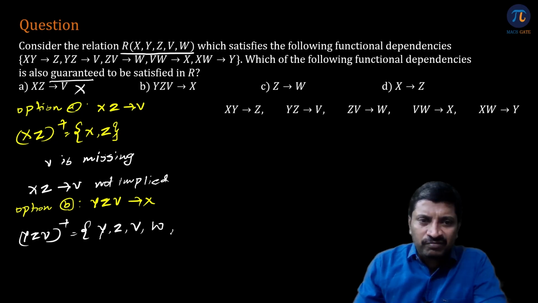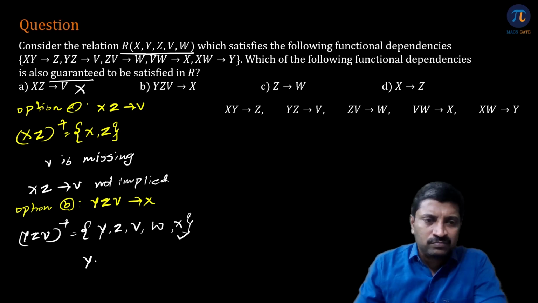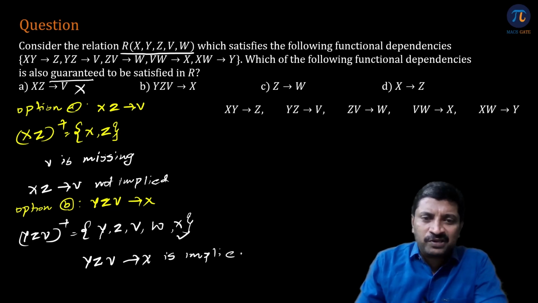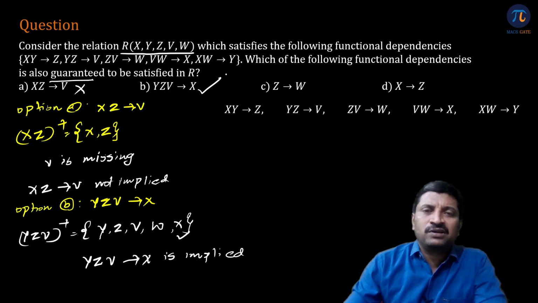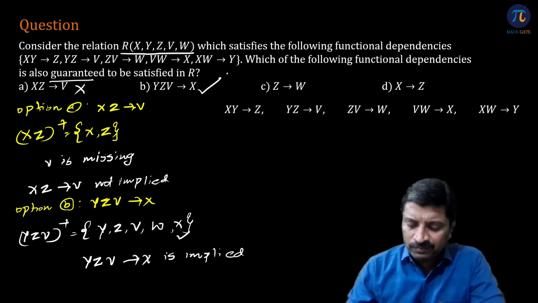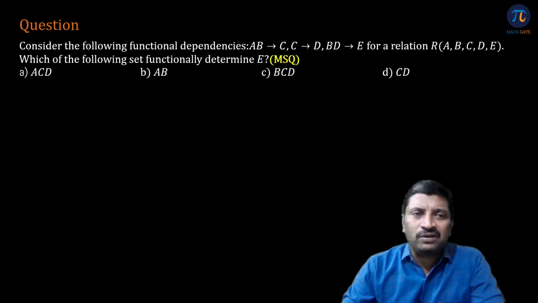With VW we can find X. So we got X. This is implied or valid with the given functional dependencies. So this is our correct answer. Is that clear, sir? The next one.